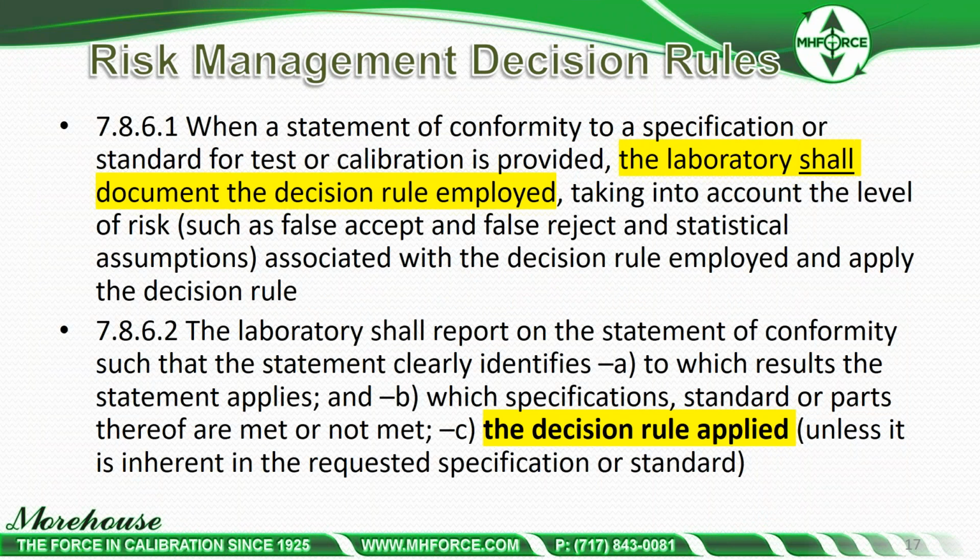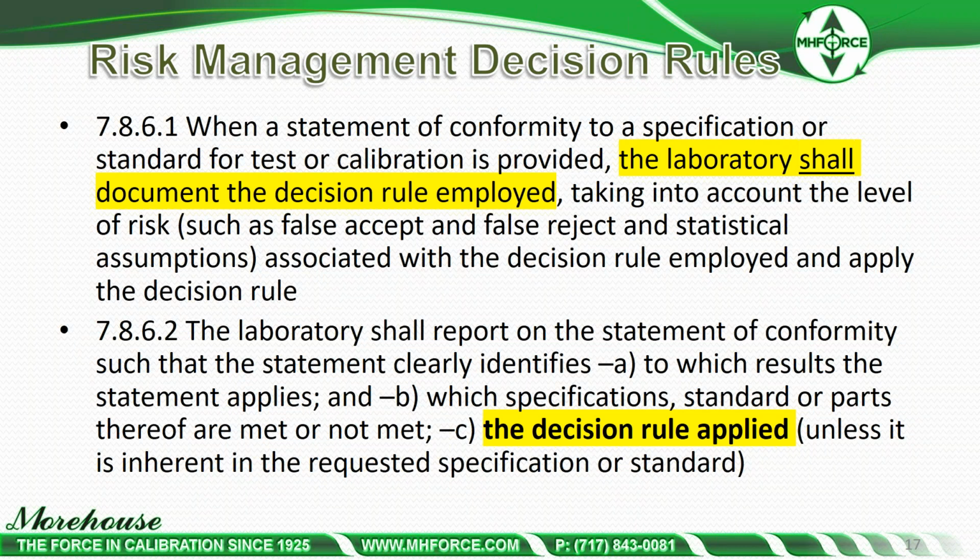7.8.6.1, when a statement of conformity to a specification or standard for test or calibration is provided. This is new. The laboratory shall document the decision rule employed, taking into account the level of risk, such as false accept and false reject, and statistical assumptions associated with the decision rule employed, and apply the decision rule. The last 5.10 in the old standard said it was a statement of compliance. Now we're at a statement of conformity and we're going into decision rules.